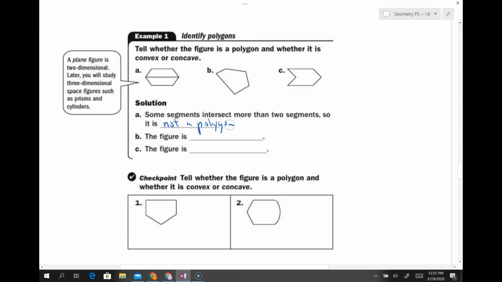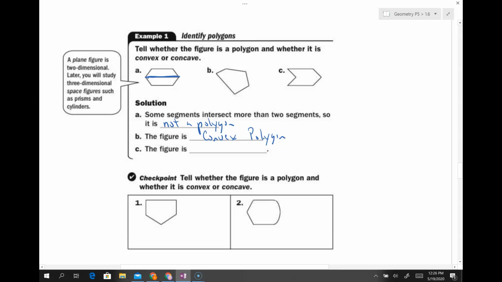Hope you can see why. There's this line here in the center, this one here, that means it is not a polygon. There shouldn't be lines in the interior. Okay. B, that is a polygon. It is a convex polygon.